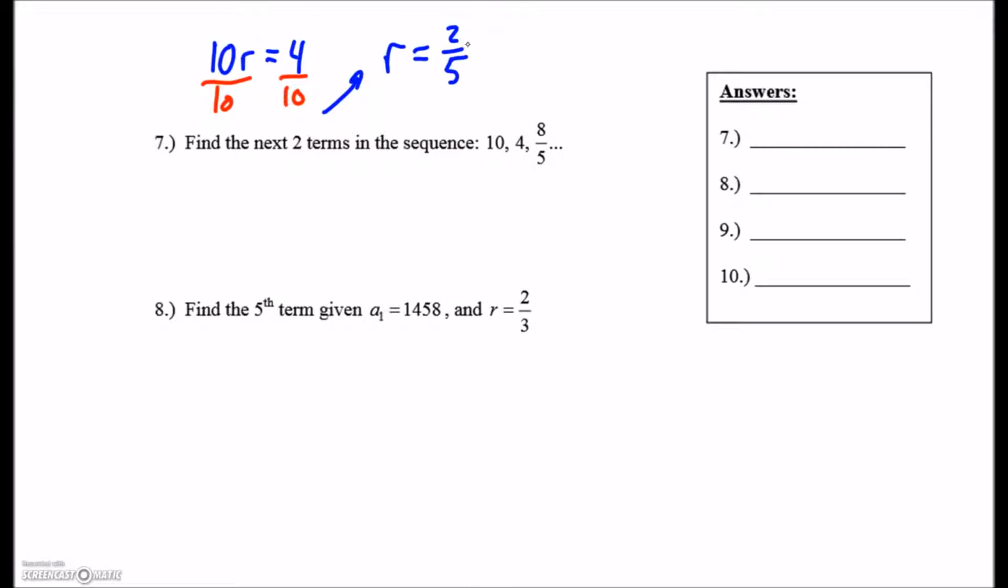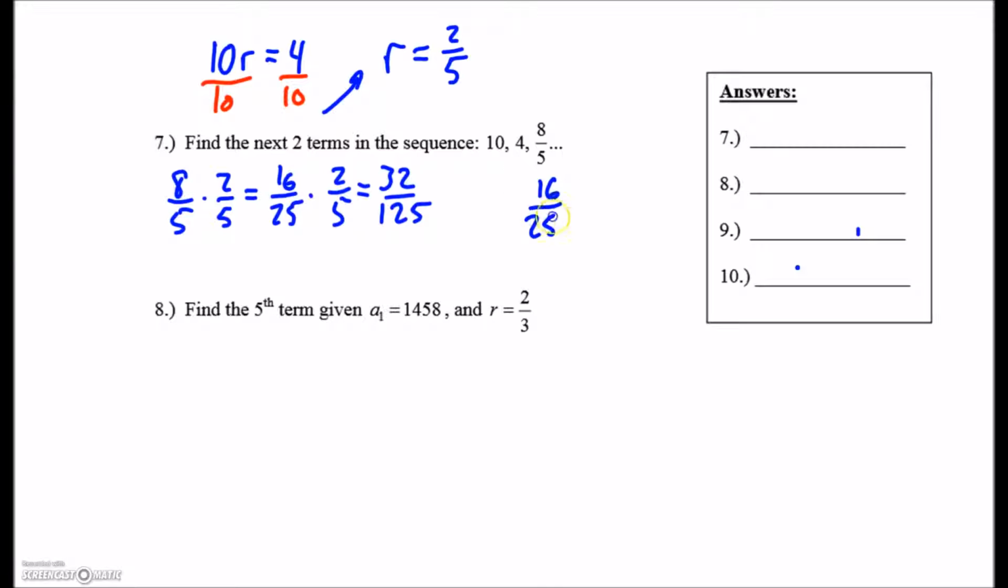Okay? And now from here, I can just use my ability to work with fractions. If I multiply by 2/5, it gives me the next term. That's a 16/25. And then if I multiply that by 2/5, it's going to give me a 32/125. Okay? And obviously, I could use my calculator for that, but really, what's the point? So my next two terms were the 16/25 and the 32/125. Okay?